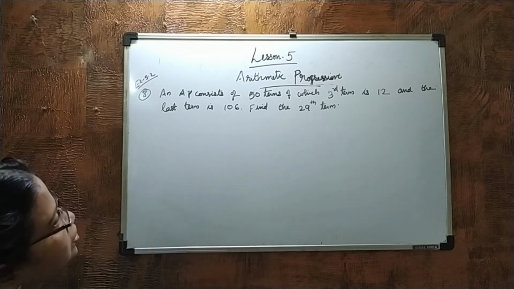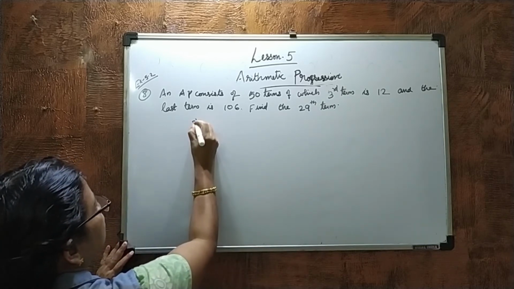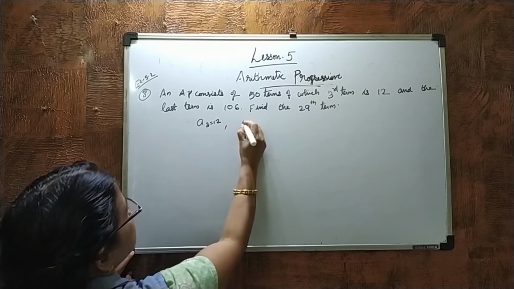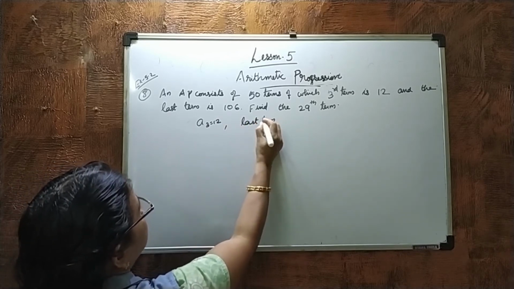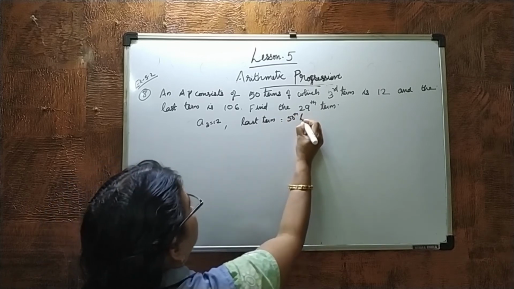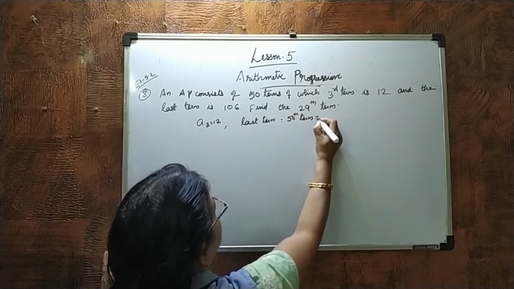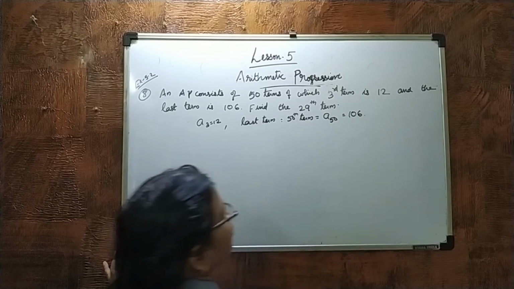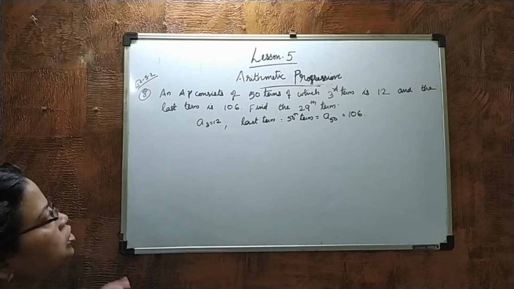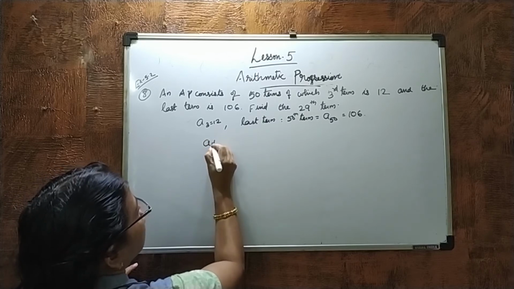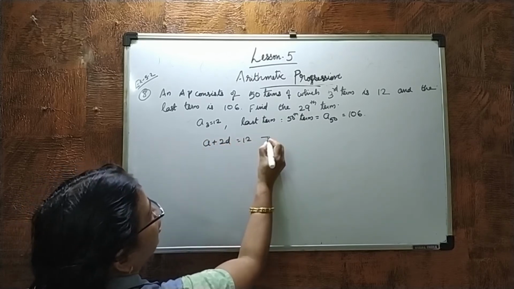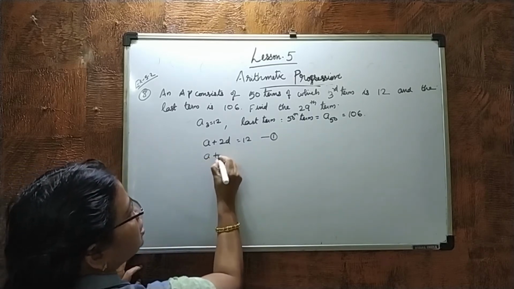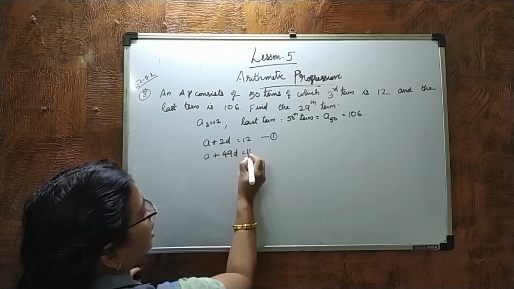Now we will start. What all is given? The third term is 12, so A3 equals 12. The last term means the 50th term, so A50 equals 106. Clear? You have to find the 29th term. From A3 equals 12, we get A plus 2D equals 12, equation number 1. A50 equals 106 means A plus 49D equals 106, equation number 2.